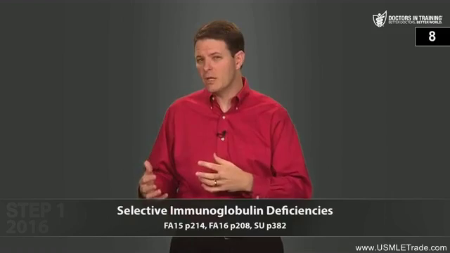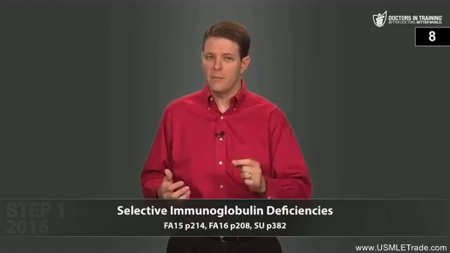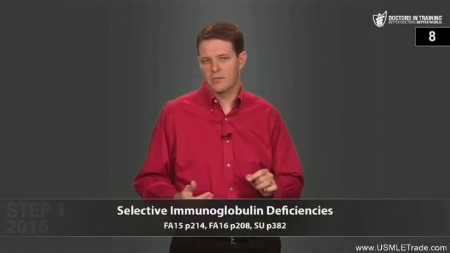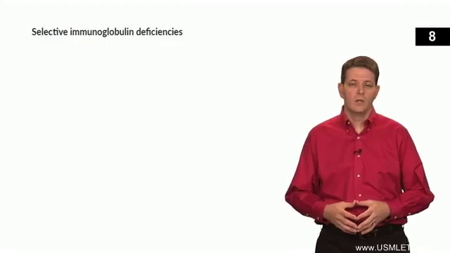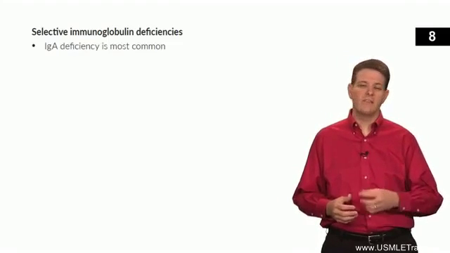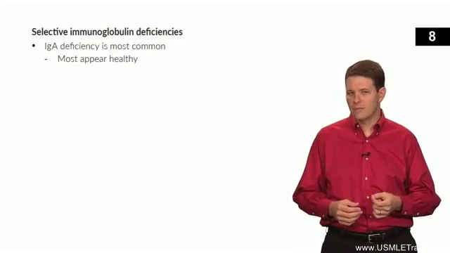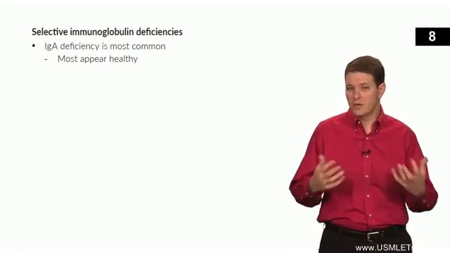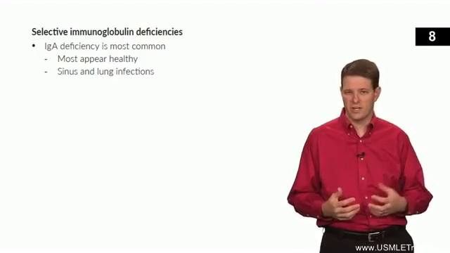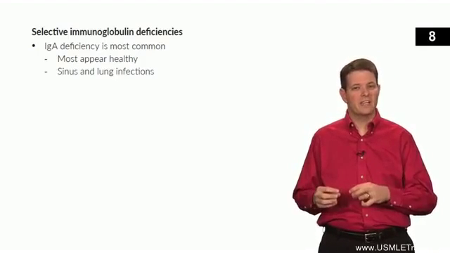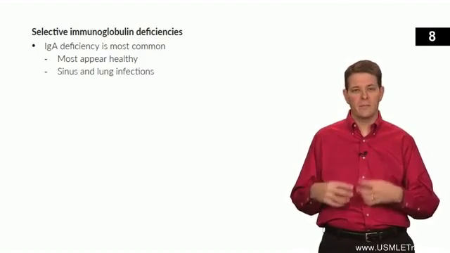In Bruton agammaglobulinemia, you have low levels of all immunoglobulin isotypes. But some patients have selective immunoglobulin deficiencies in which there's deficiency of a specific immunoglobulin isotype. The one you're most likely to be tested on is selective IgA deficiency. Most of these patients appear fairly healthy enough that they aren't really aware there's a major immunodeficiency going on. All they know is they have recurrent sinus infections and lung infections. Remember, secretory IgA is found in mucus, and it's important for protecting the respiratory tract from invading pathogens.